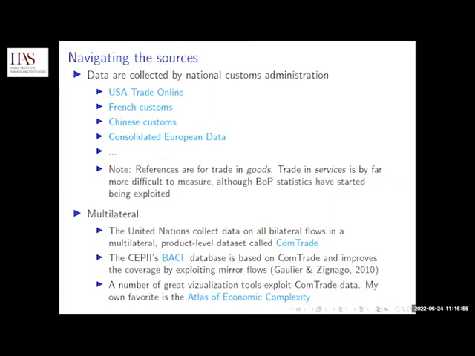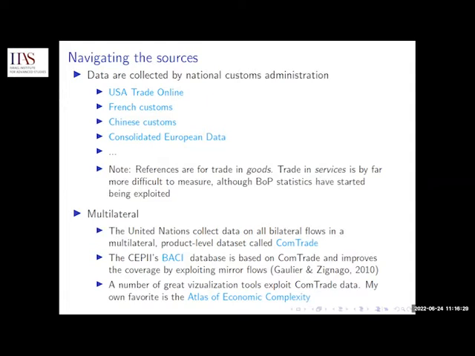Of course, when you get access to data from a single administration, you're going to have to focus your analysis on a single country. There are also multilateral data that are used by many researchers, eventually in complement to this. So for instance, Comtrade is probably the most exhaustive data set, covering all bilateral flows at a fairly disaggregated level.